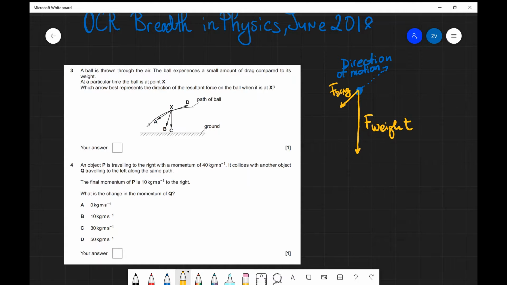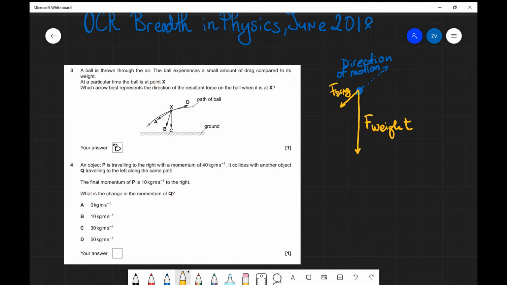Now, due to the process of elimination, we can already find the correct answer because we can see that A is acting very close to where the drag is acting, so it's not going to be A. C, the weight is not the only resultant force, so it's not going to be C, and it's definitely not going to be D along the direction of motion. So by the process of elimination at this stage, to save some time for the exam, the correct answer has got to be B.